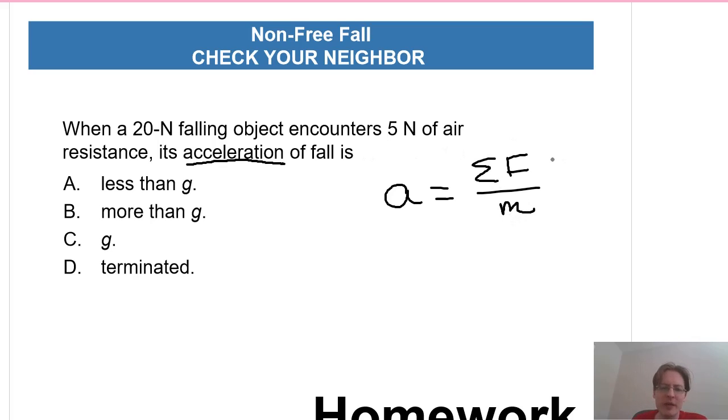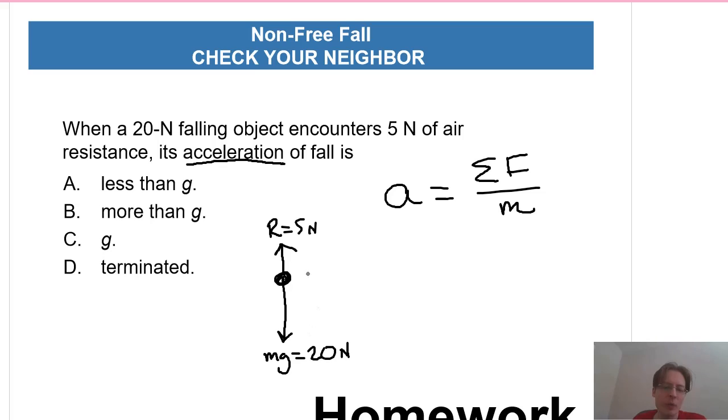So I need to find two things. First, the net force on the object. So here's the falling object. It weighs 20 newtons. That's the weight. So in other words, mg is given to be 20 newtons, about 5 pounds. And it encounters 5 newtons of air resistance, roughly a pound of air resistance. That's R. And we're told it's 5 newtons.